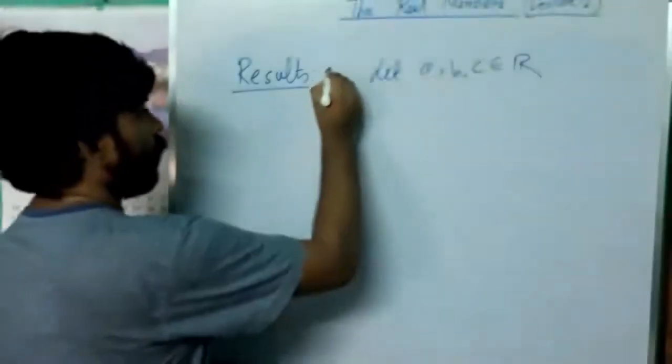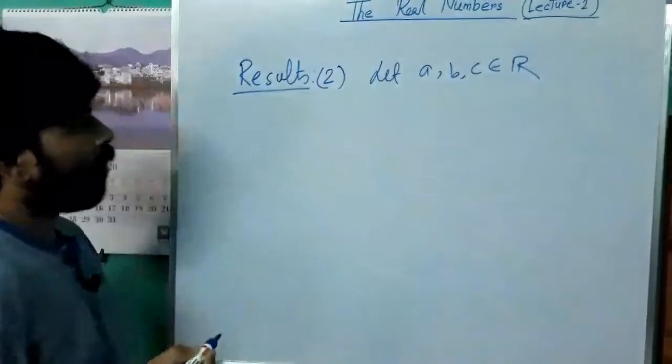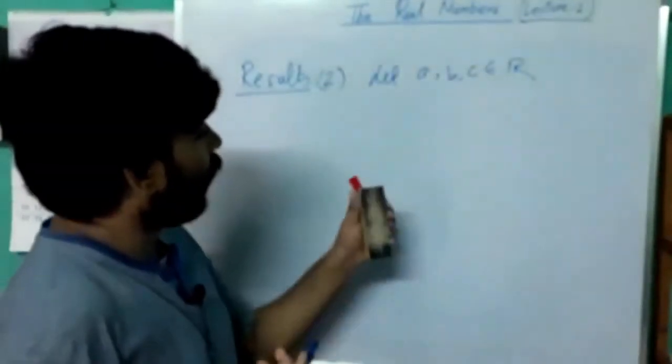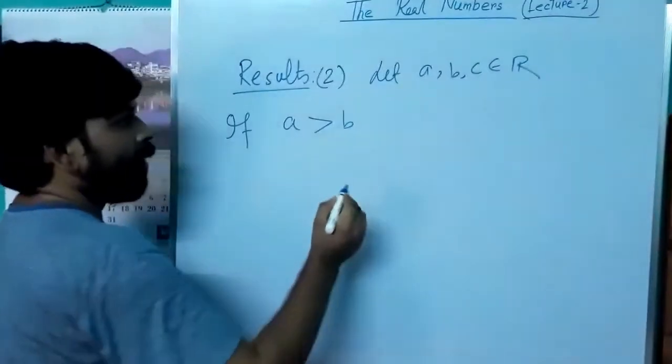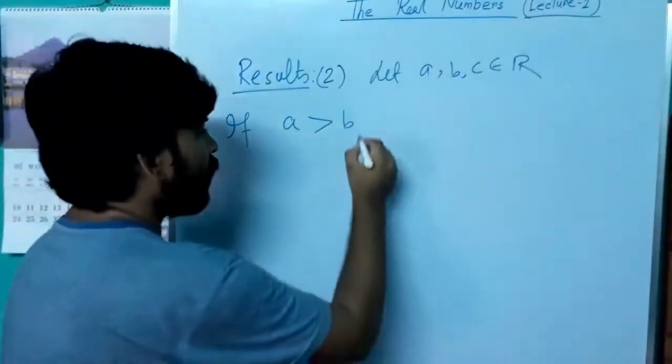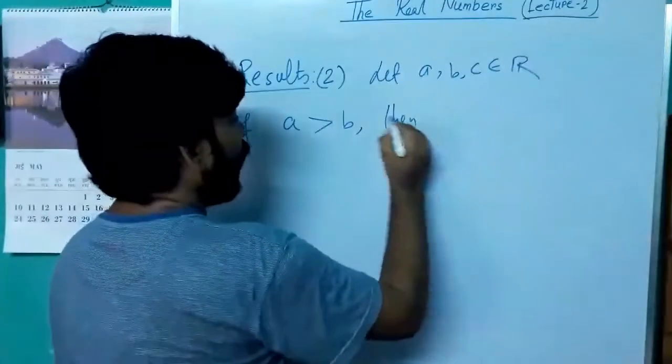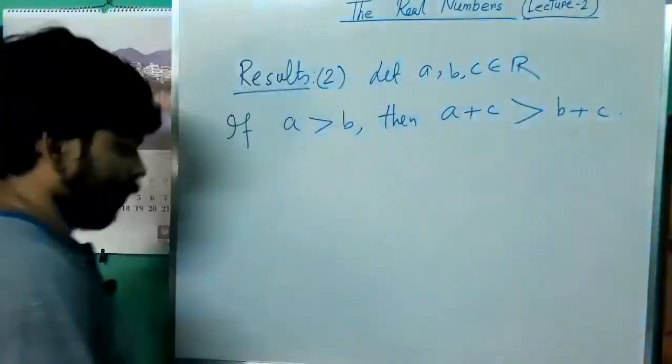Okay, so result 2. Let us take three real elements from R. So A, B, C are three real numbers. If A is strictly greater than B and C is any real number, then A plus C is strictly greater than B plus C. Okay, proof.